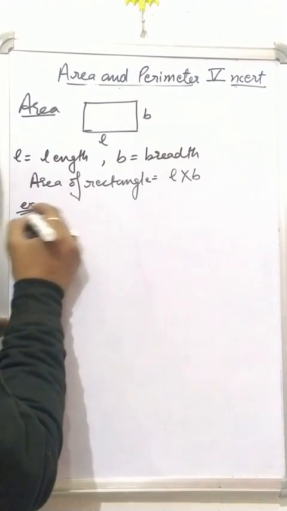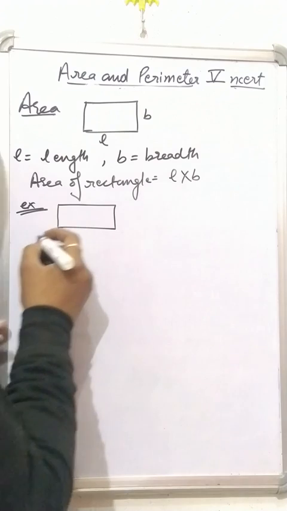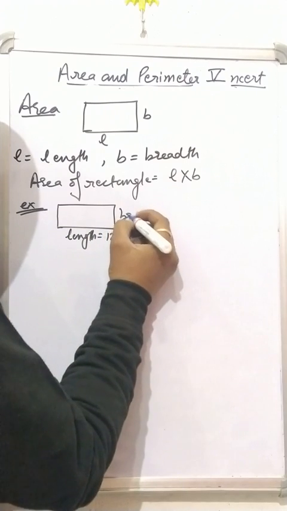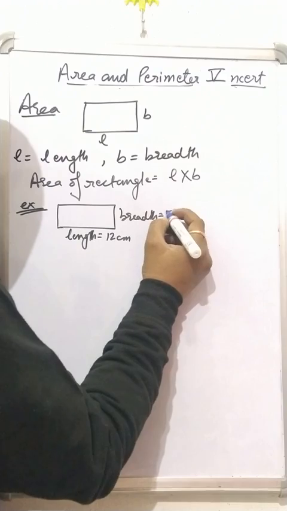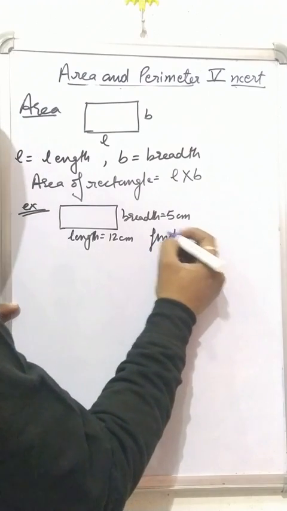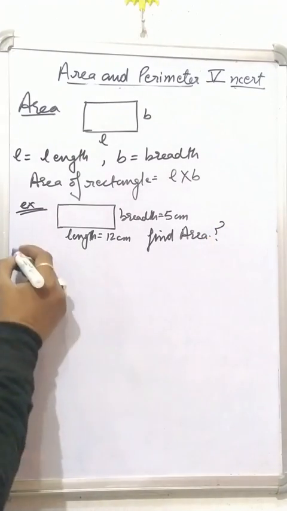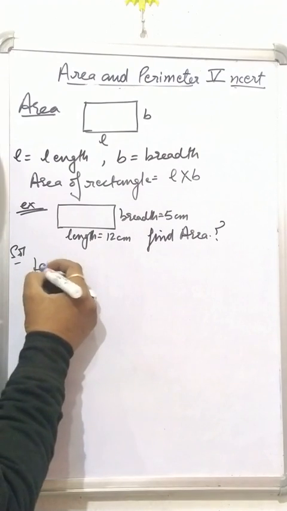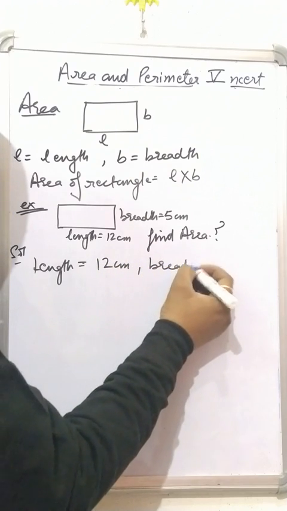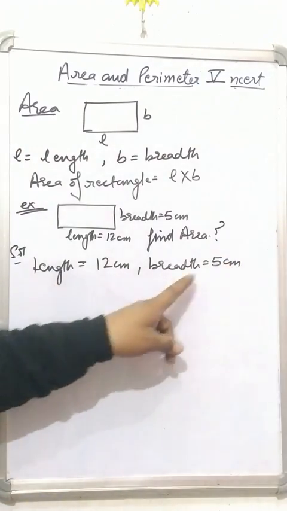Is that clear? So area of rectangle is equal to length into breadth, L into B. You can understand this also through an example. This is a rectangle, and length is given to you 12 centimeter and breadth is given to you 5 centimeter, and it is asking to find area. Now you have to find area by using solution. Length is equal to 12 centimeter and breadth is equal to 5 centimeter. We know these two things, length and breadth.